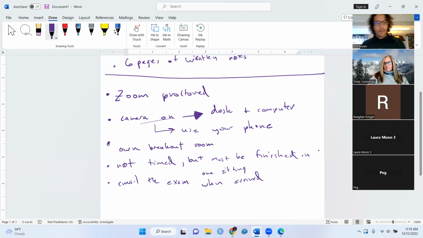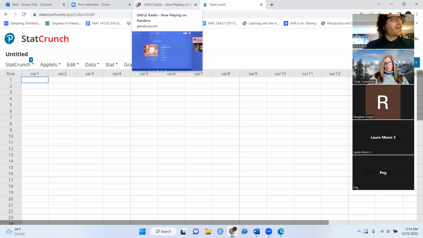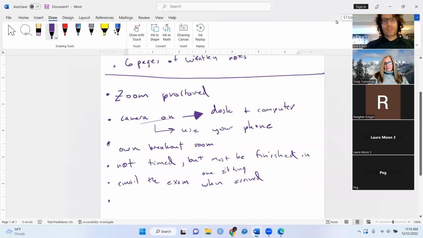So how about here's what I'll do. This is what I think is going to be easiest, because I have just this class. So use the class Zoom link. We'll do that. I think that will be perfect.